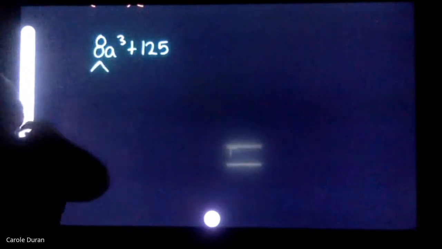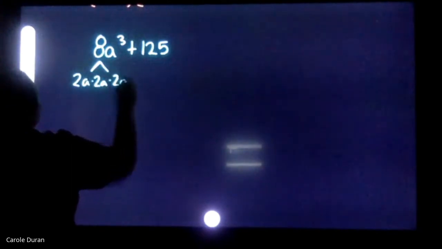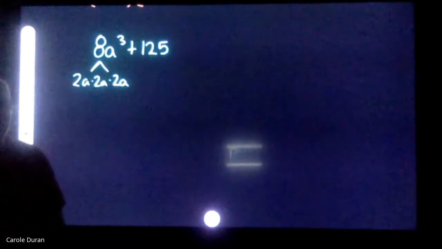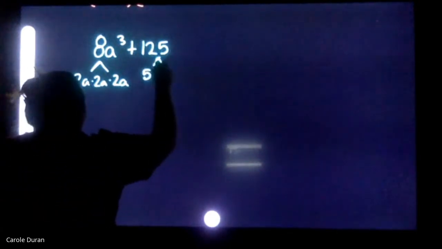So let's go ahead and do D. I have 8a cubed plus 125. This is a sum of cubes, and I know it is because my exponent is a 3, which is pretty much a dead giveaway. I also know that 8 is a cube term, because 2 times 2 times 2 equals 8, which means to get 8a cubed, I have 2a times 2a times 2a. To get 125, I have 5 times 5 times 5.